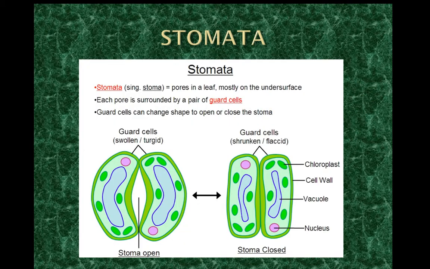Stomata are openings in the leaves, and they regulate transpiration. Guard cells on each side of the stomata regulate it. The stomata are usually open in the day, when CO2 enters for photosynthesis, and closed at night.